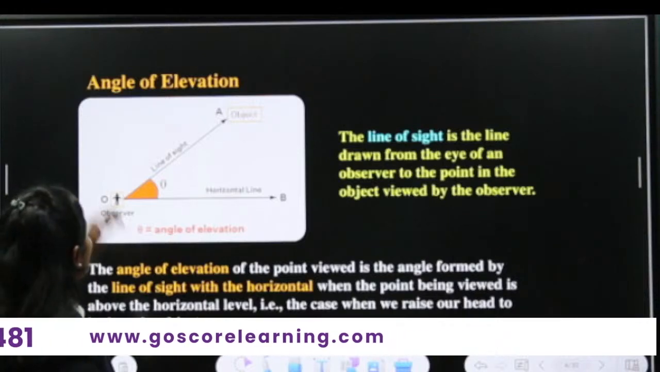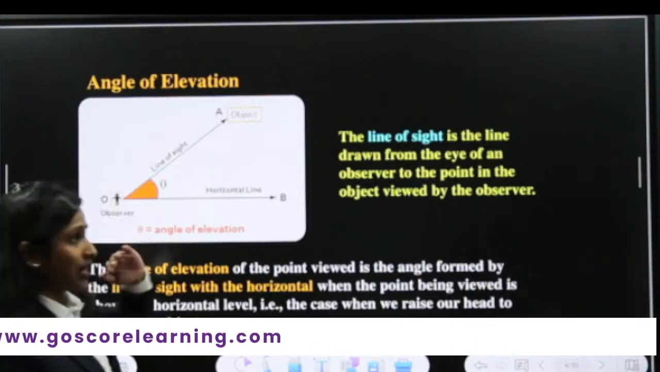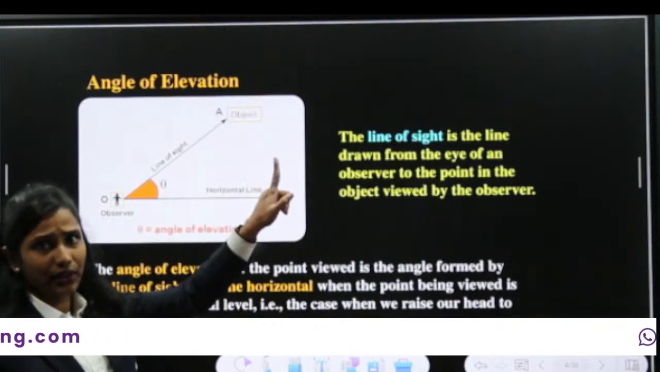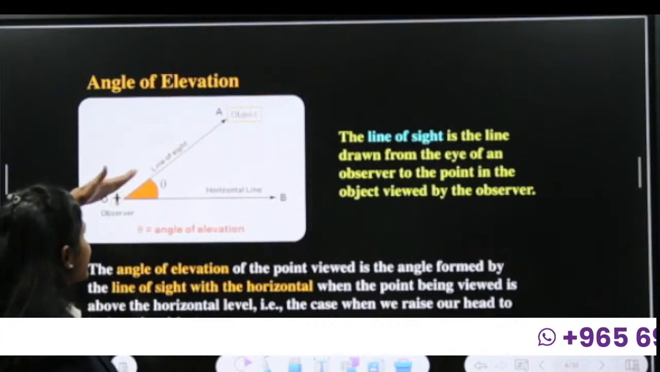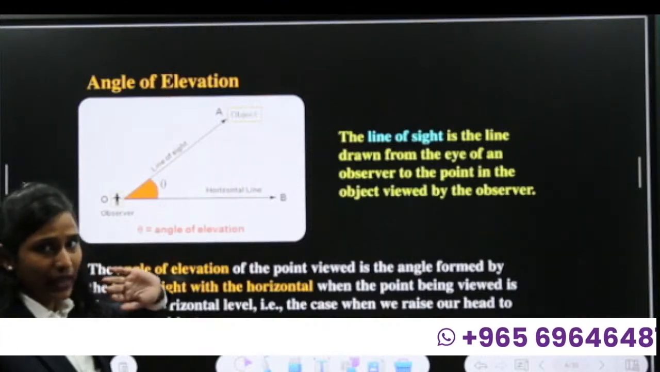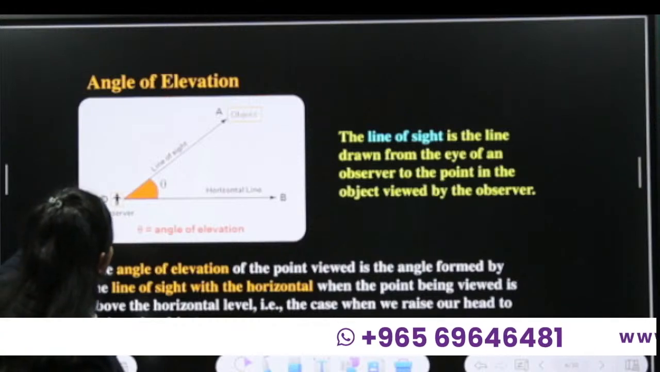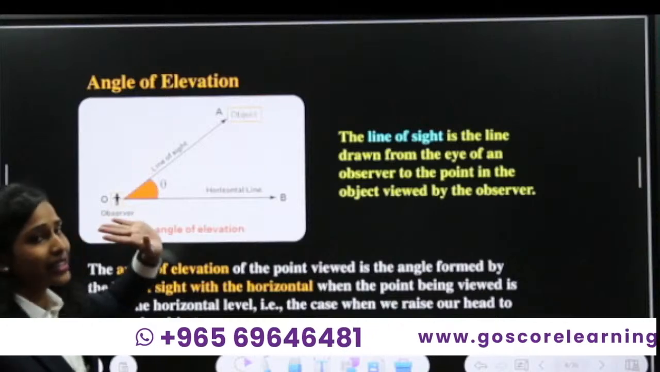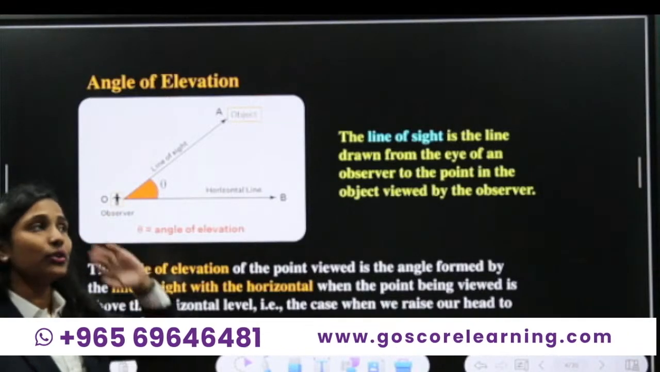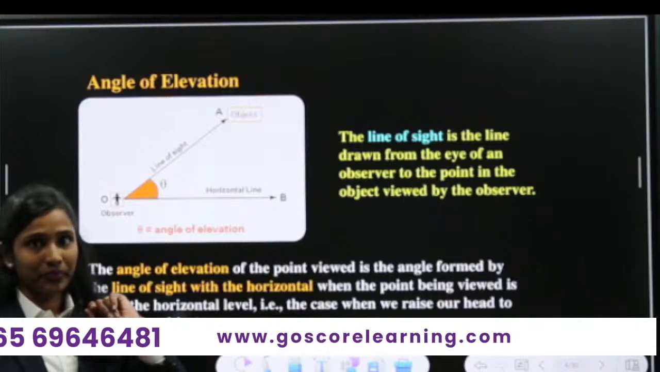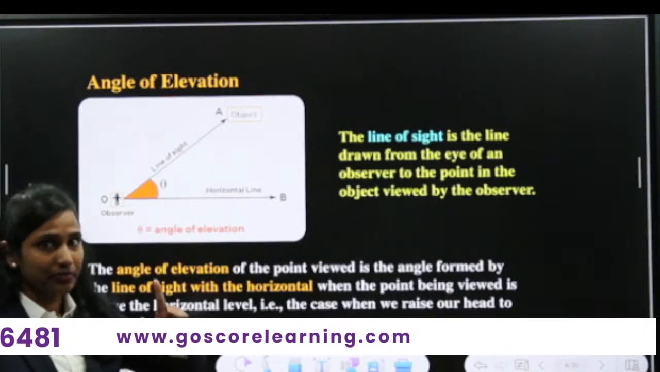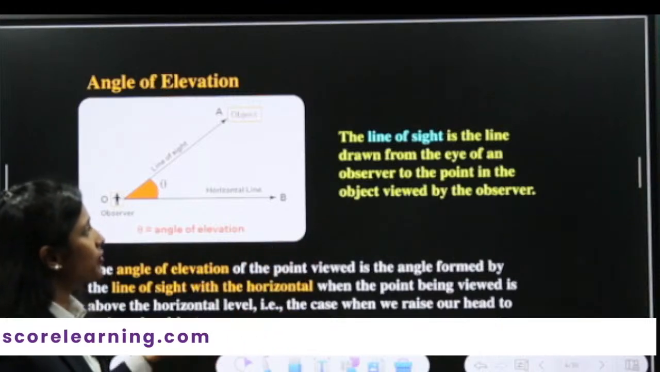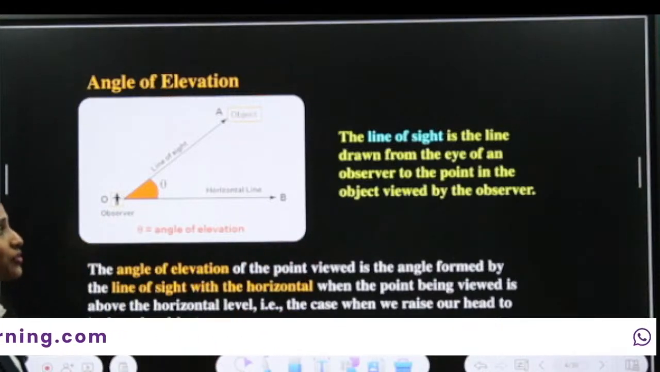Okay, so that line, the line we are looking along, or the line we are making through our eye, the eye and that object, that line is known as line of sight. And the angle made by the line of sight and the horizontal line, that is the angle of elevation. When we look upward, that is angle of elevation. Okay, and the line of sight is the line drawn from the eye of an observer to the point in the object viewed by the observer.